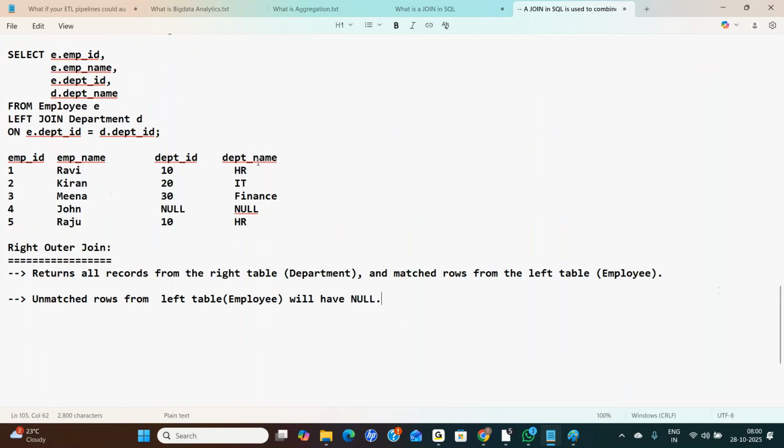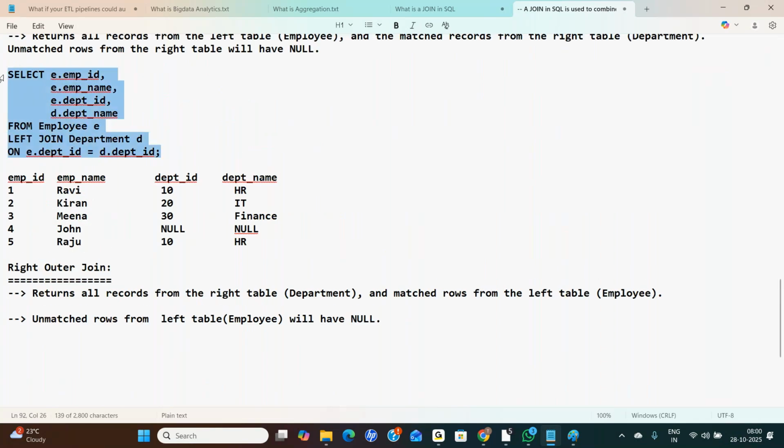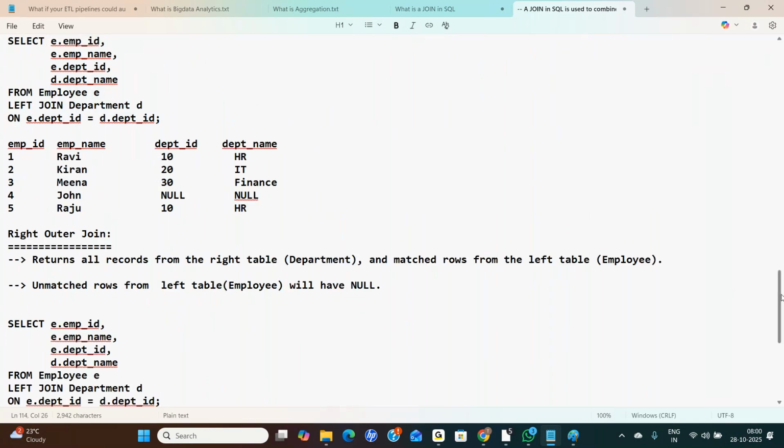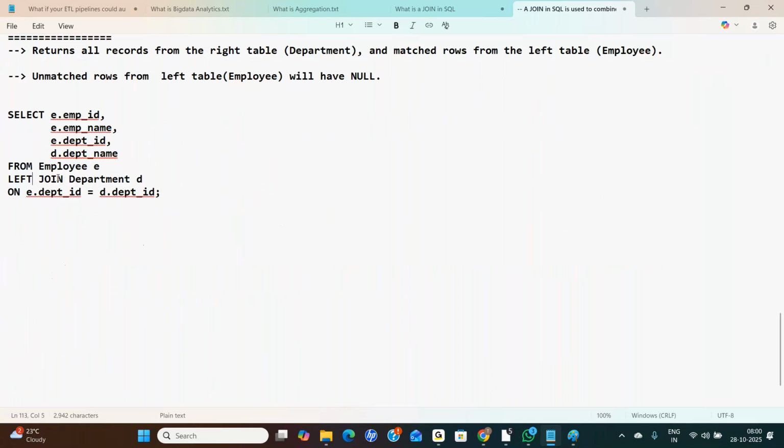And the same query, here is the only change. What could be the change in the query syntax? Instead of left join, you need to use right join. That's it. Right join.